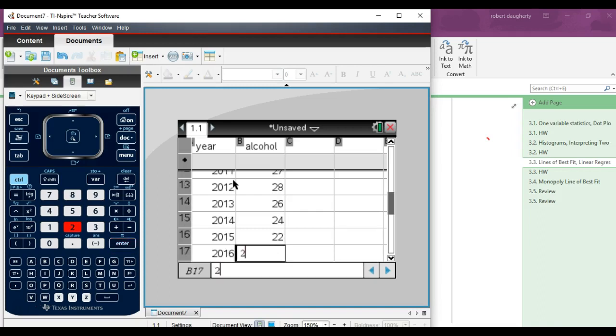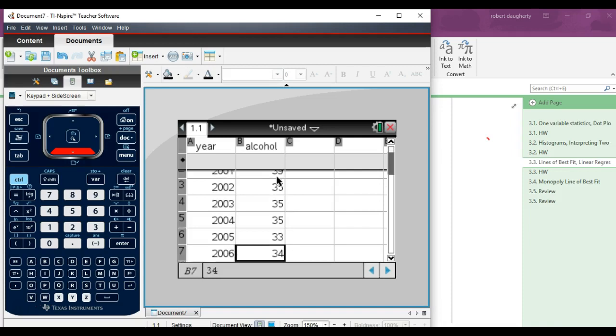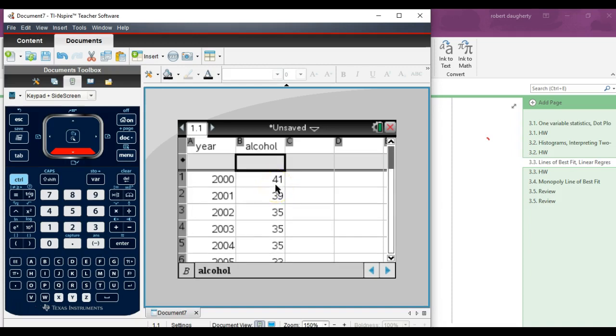24, 22, 20. I'm going to double check these numbers. That's the most important thing before you do any calculation. So I start out in 2000 with 41, 39, 35, 35, 35, 33, 34, 33, 30, 29, 29, 27, 28, 26, 24, 22, and 20. Now, do you get a sense for what's happening in the data set so far? Anyone?